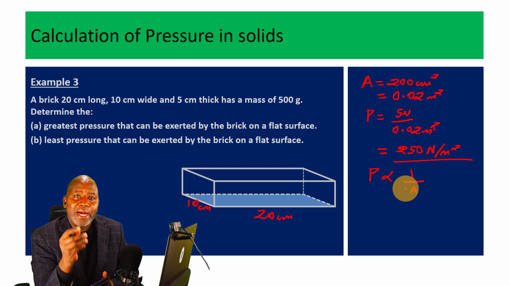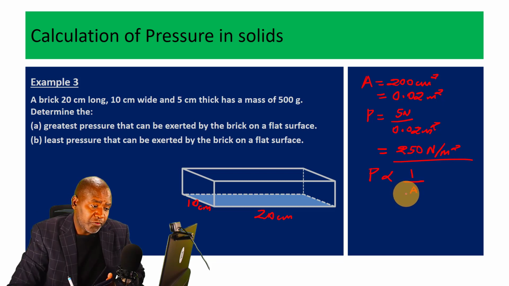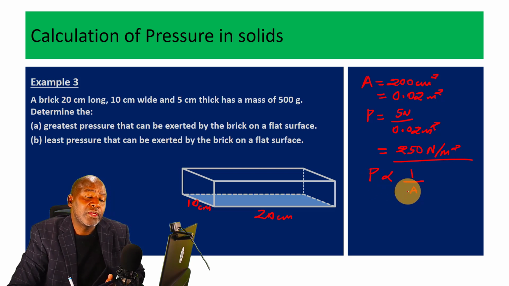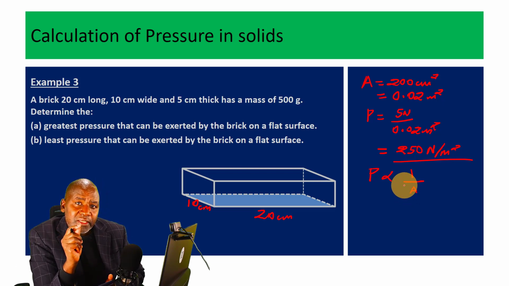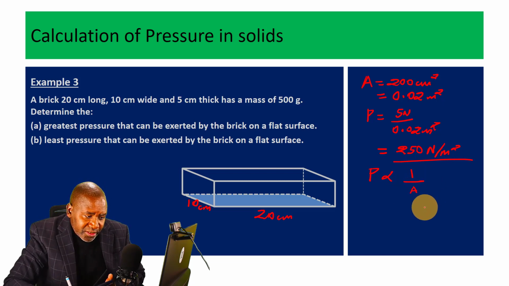So in a question where you are asked, state and explain factors affecting pressure in solids, area is one of those factors. When you say that pressure is inversely proportional to the area, you are explaining. So look for those two words, state. They are asking you to mention the factor. When you say how that factor affects that physical quantity, you are explaining. So pressure is inversely proportional to the area, and this is how we write it. This is 1 divided by area.